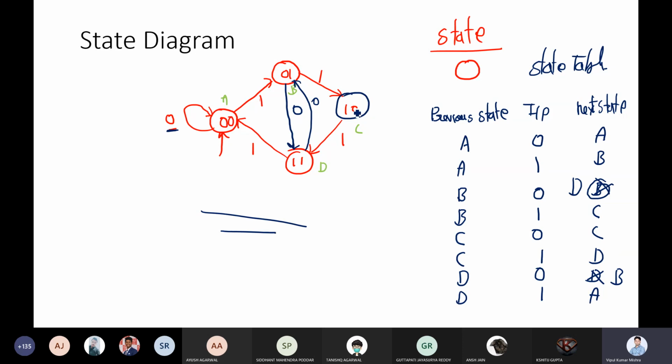A state diagram will be correct whenever each state is able to handle all the combinations of inputs. In our case, we have only two combinations, either 0 or 1. So this is an incomplete state diagram. Your process will halt here. It will not be able to process further because it doesn't have this one. Once you add it, it will become the complete state diagram. Any doubt till this point, anyone? Guys, any doubt till this point?